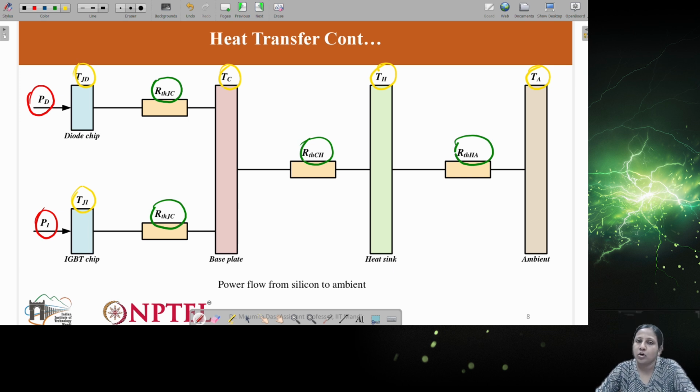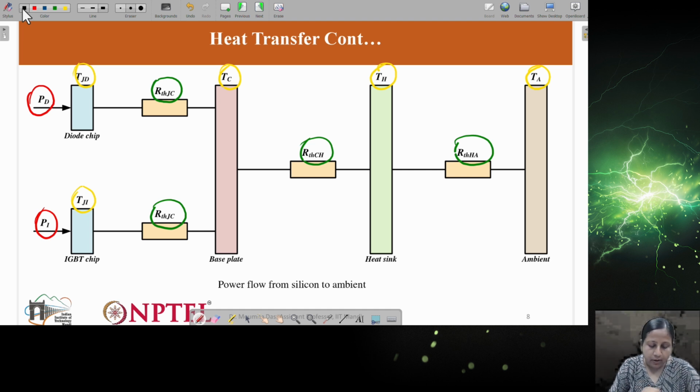Now we need to model this thermal parameter. Now how can we model? Whenever this power or the heat flow is given, this power will come from the loss in the device or any component. Since PD and PI are shown, PD is the loss with respect to the diode and PI is the loss with respect to the silicon IGBT.